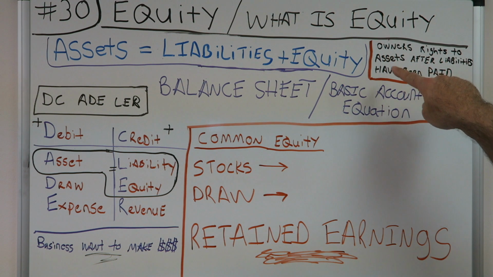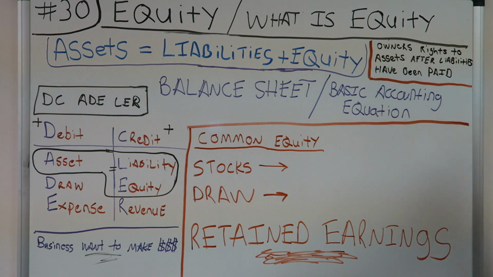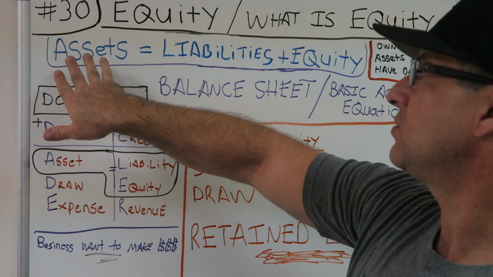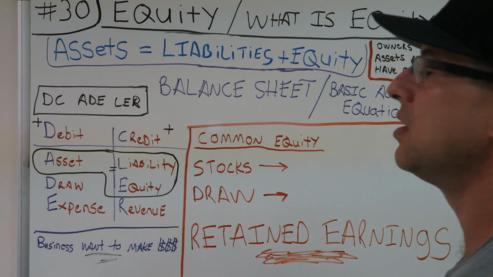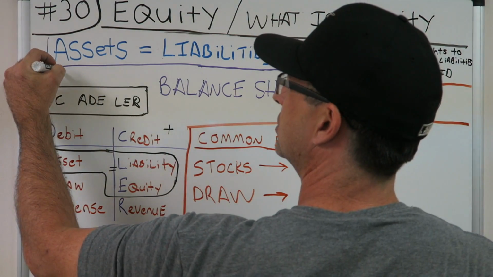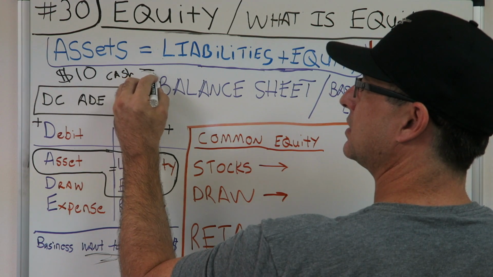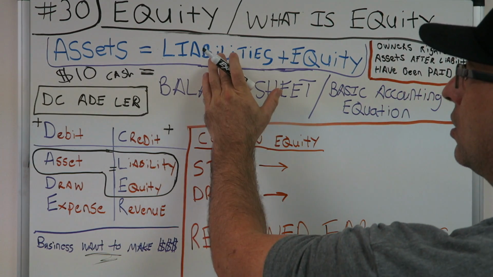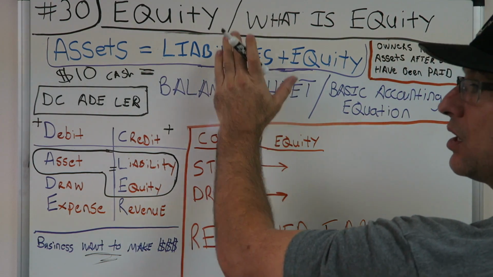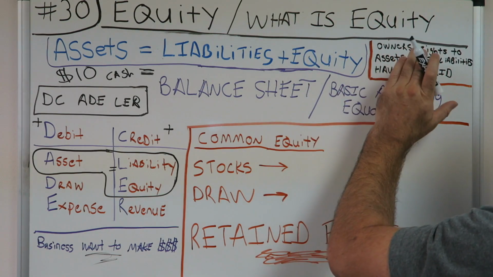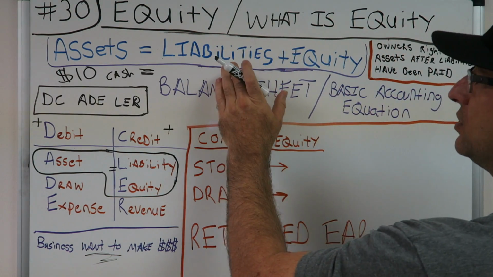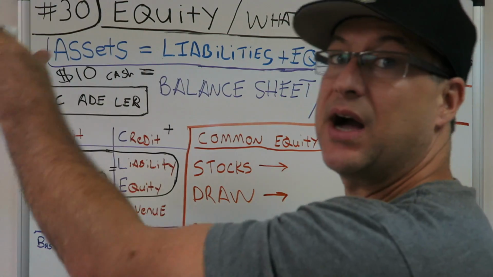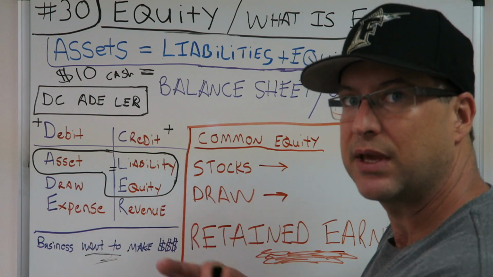Let's go back to the definition again. Owner's rights to assets after liabilities have been paid. That makes sense, right? This is what you have in your business. Let's say you have $10 cash. That's your asset. Now that $10 has to equal, you either owe that $10 to somebody, or that $10 is all yours because you don't have any liabilities, or a combination of the two. Maybe you owe somebody $5 of that and you own $5, or something like that.